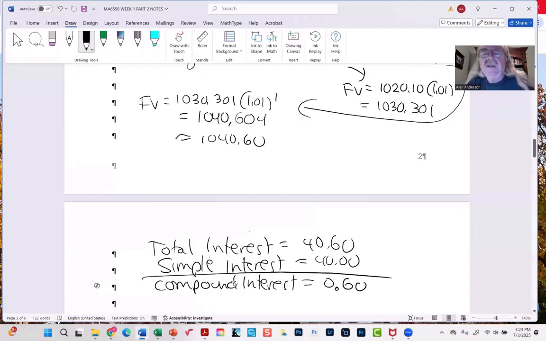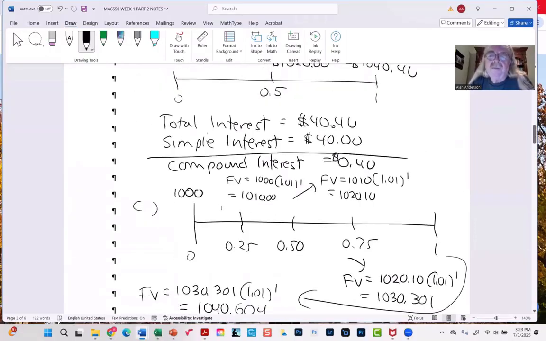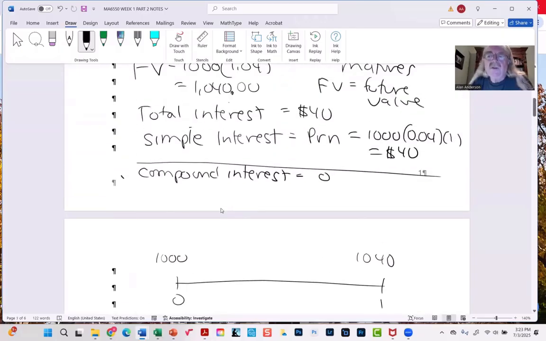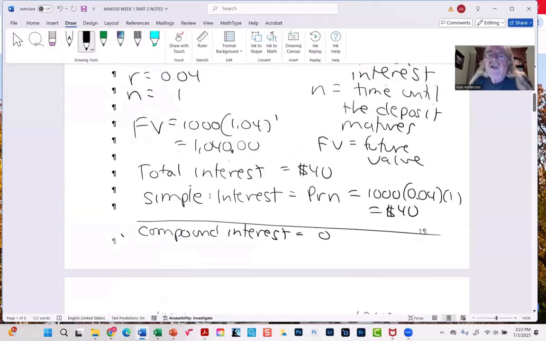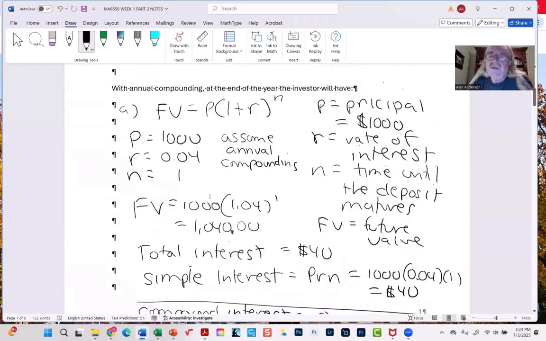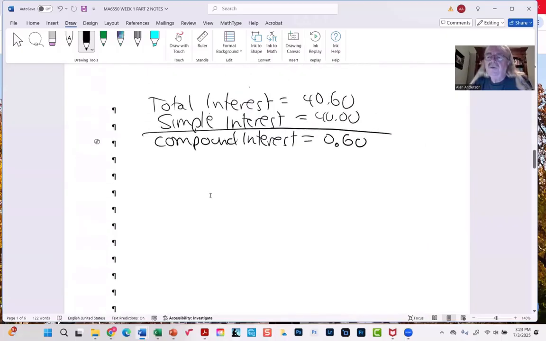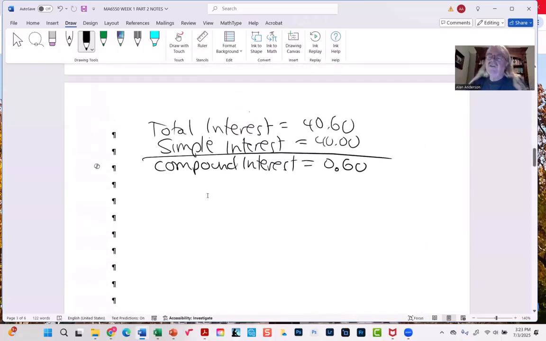And if I keep increasing the number of times a year that I am paid interest, the compound interest will continue to grow, which means the future value will also continue to grow. The simple interest never changes. So because the total interest is the sum of simple and compound interest, if the compound interest is growing while the simple interest is a constant, the sum of the two will continue to grow as I keep increasing the compounding frequency. Now, it's obviously very awkward to have to go through and calculate every single interest payment.